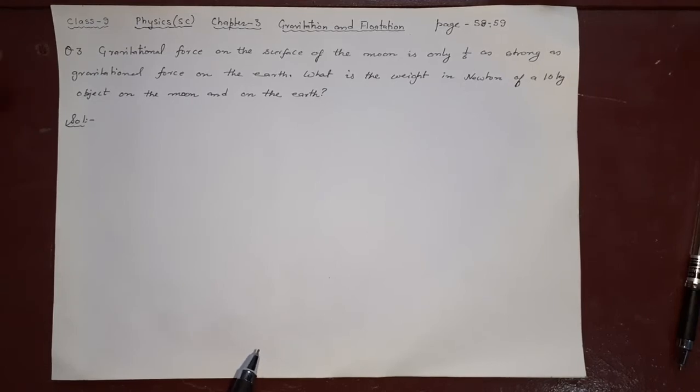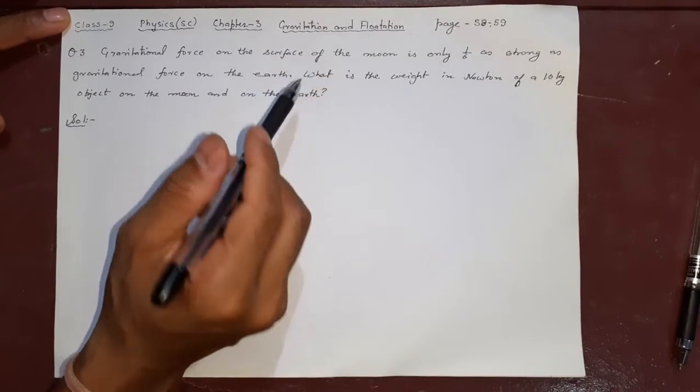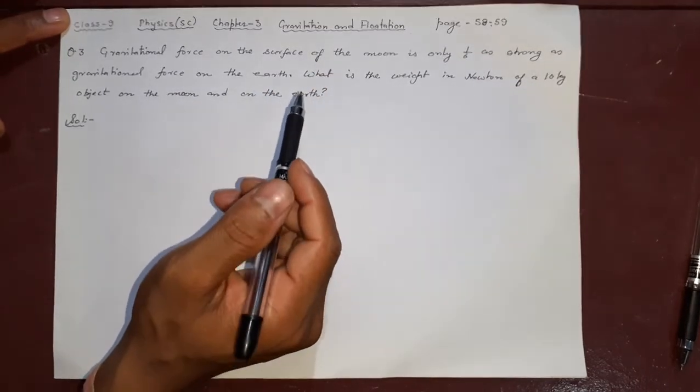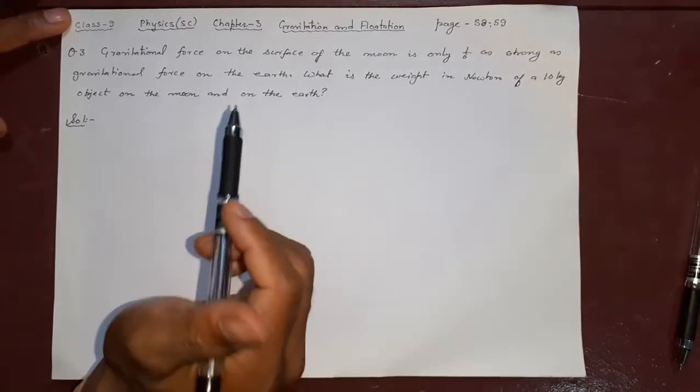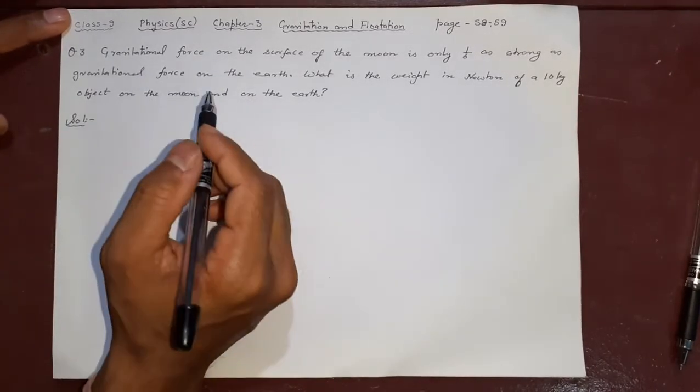Today physics chapter 3 gravitation and flotation. We are still in the gravitation part. Last two numerical questions are remaining. The first and second we already finished in the previous class.